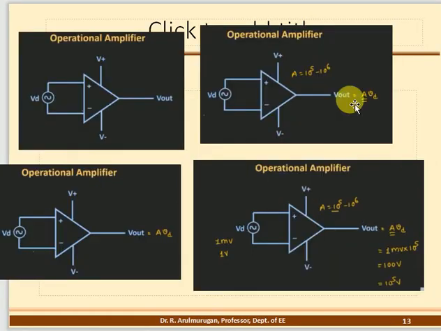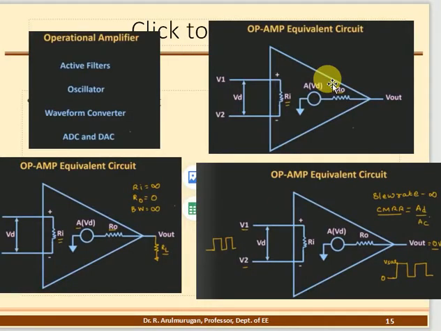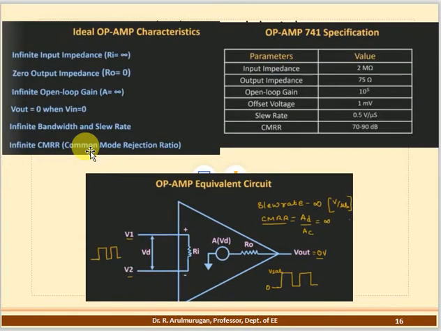Okay, these are the two inputs I am going to apply. The difference of the inputs is multiplied with the gain, and the output is produced. What is the gain value? 10 to the power 5 to 10 to the power 6. So these are the basic characteristics of the operational amplifier, and its purpose is for active filters, oscillators, waveform converters, waveform generators, ADC and DAC.